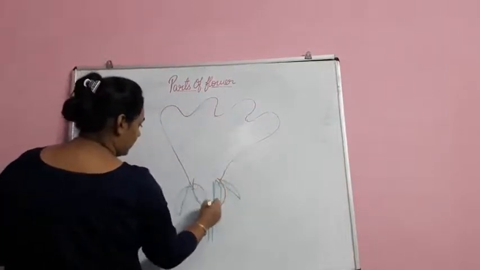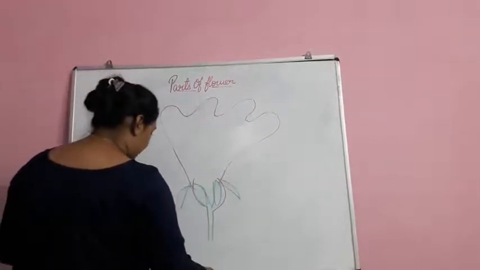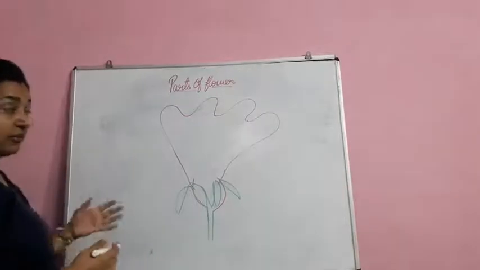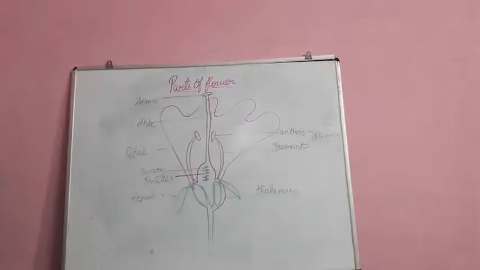So now here you can see some parts of this flower, and now let us start naming them, and then further on our way we will continue with all its different parts of the flowers. So let's start with this. So these are our parts of the flowers.